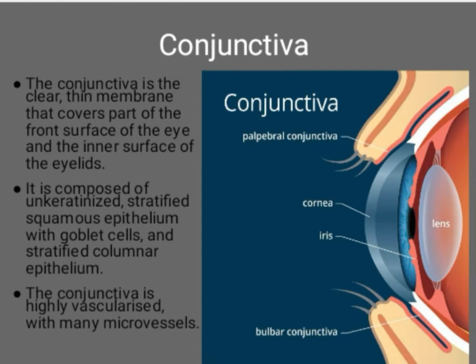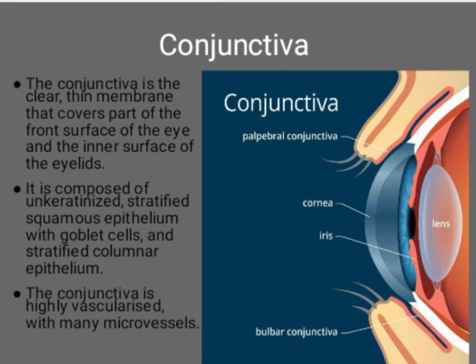So today we are going to discuss conjunctiva. Conjunctiva is a clear transparent membrane that covers the front surface, lying in front of or above the sclera. The sclera is covered by conjunctiva. It is composed of unkeratinized stratified squamous epithelium with goblet cells. These goblet cells help in the formation of the mucin layer in the tear film.